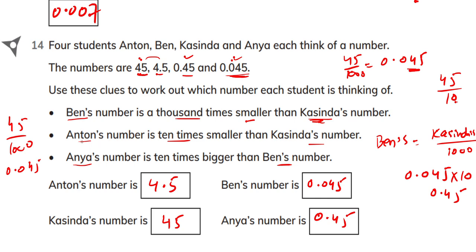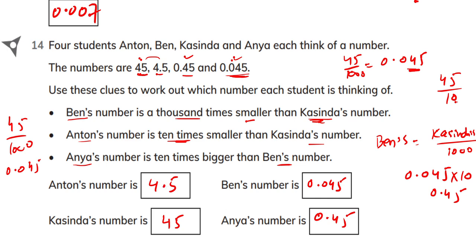Now Anton's number is 10 times smaller than Cassinda's. Cassinda's number is this one, 45. 10 times smaller means we will divide it by 10. So when you divide it by 10, you will get Anton's number, 4.5.